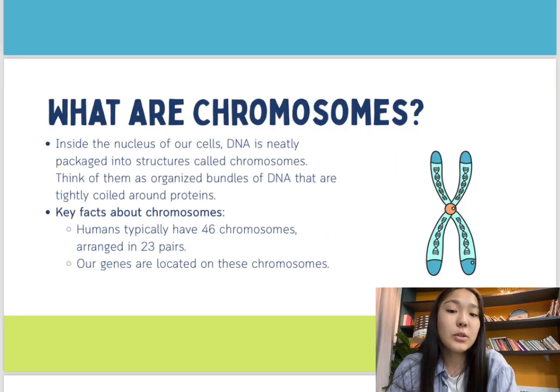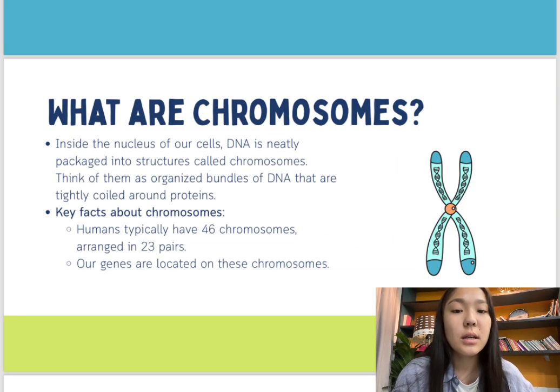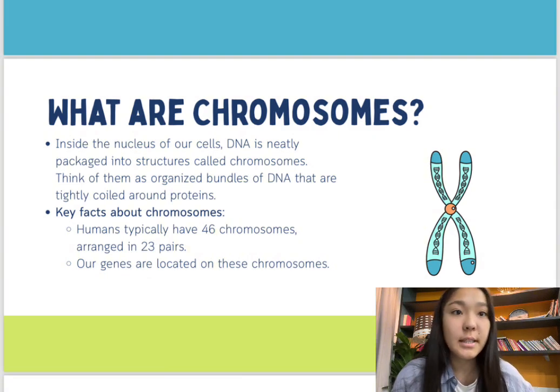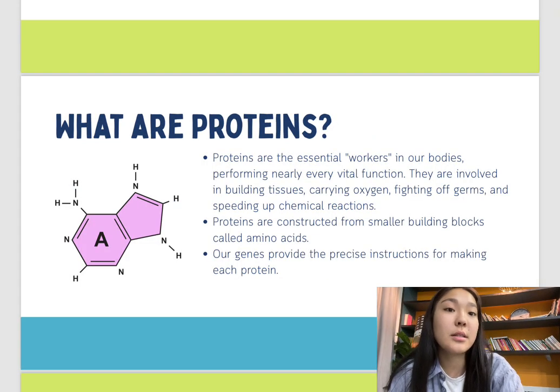Next, chromosomes. DNA is stored inside the nucleus of our cells in structures called chromosomes. Chromosomes help organize and protect the DNA. Humans usually have 46 chromosomes arranged in 23 pairs. Our genes are located on these chromosomes.